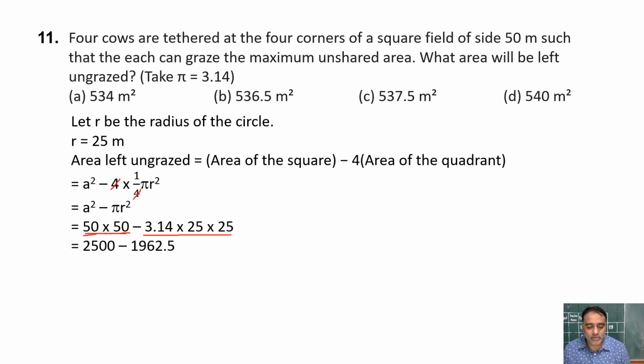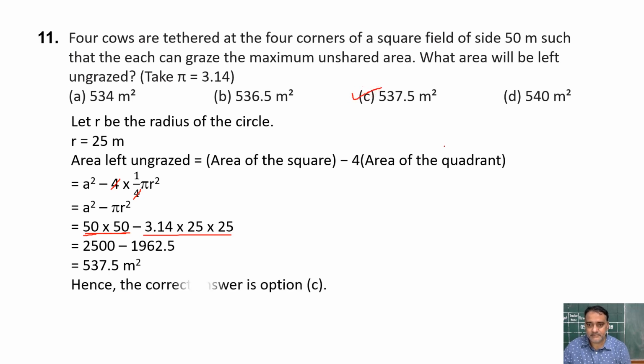1962.5. इन दोनों को सब्ट्रैक्ट करेंगे तो फाइनल आंसर आ जाएगा 537.5 मीटर स्क्वायर. And the correct option is C. Any doubt in this question? No, sir. Okay, so now we are moving toward question number 12.